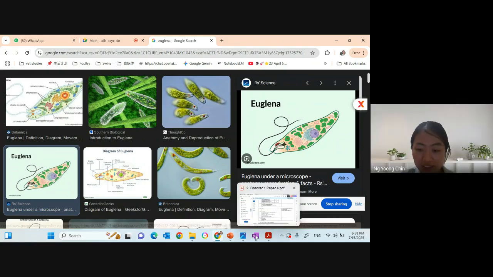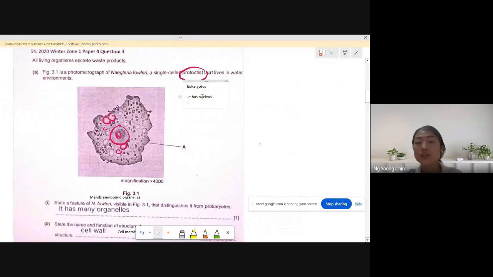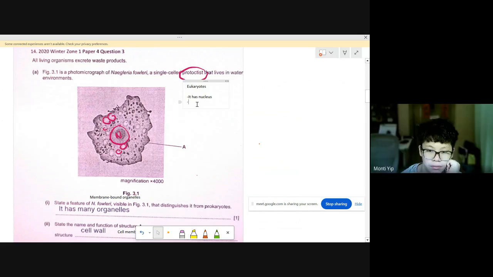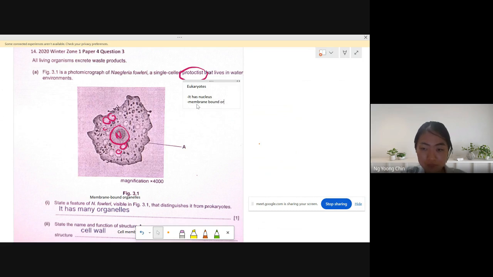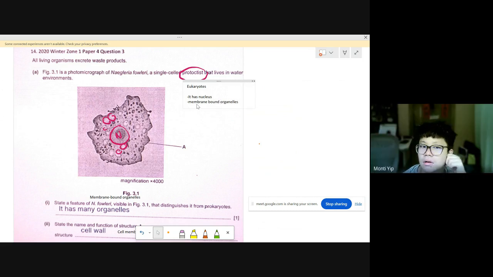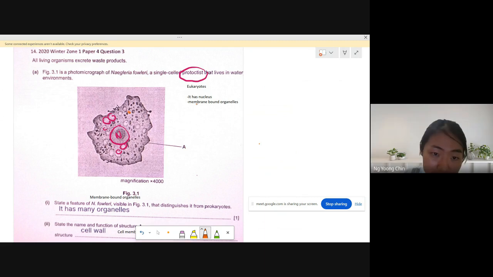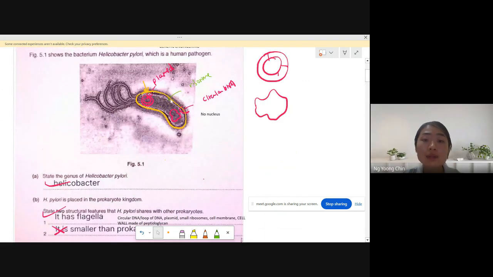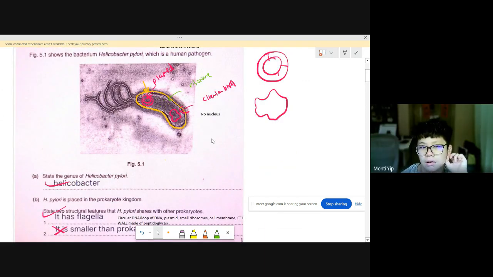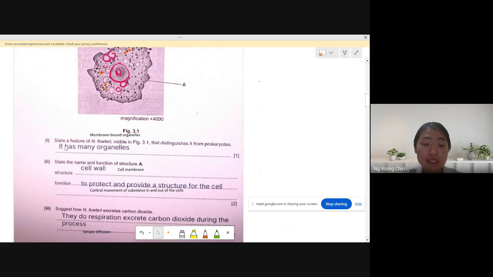Another thing you should know is that eukaryotic cells have membrane-bound organelles. Even though we cannot observe it very clearly from this image, they have a lot of complex structures. These are things we don't observe in the prokaryotic cell. You can see the prokaryotic cell inside is just empty, right? So that's the difference. You wrote that it has many organelles. It's correct. I will give you marks.